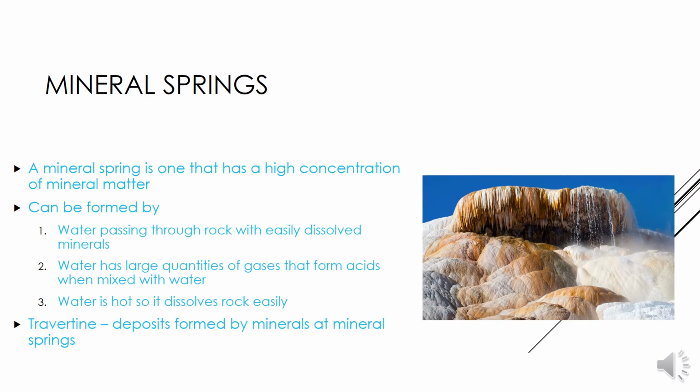Mineral springs. A mineral spring is one that has a high concentration of mineral matter. They can be formed by water passing through rock with easily dissolved minerals such as limestone, or water that has quantities of gases that form acids when mixed with water. This is like that igneous rock. Water is hot, and hot water dissolves rock more easily. Travertine, this is deposits formed by minerals at mineral springs. This on the right is a big example of travertine deposited at Yellowstone National Park.